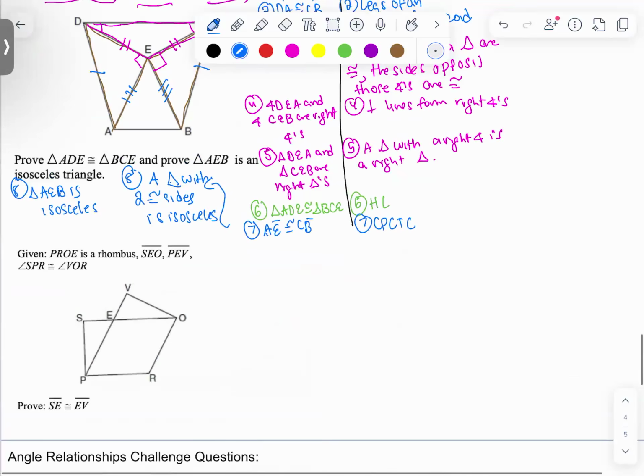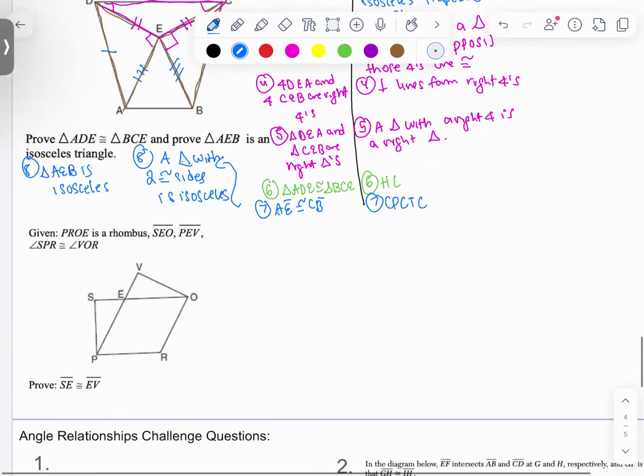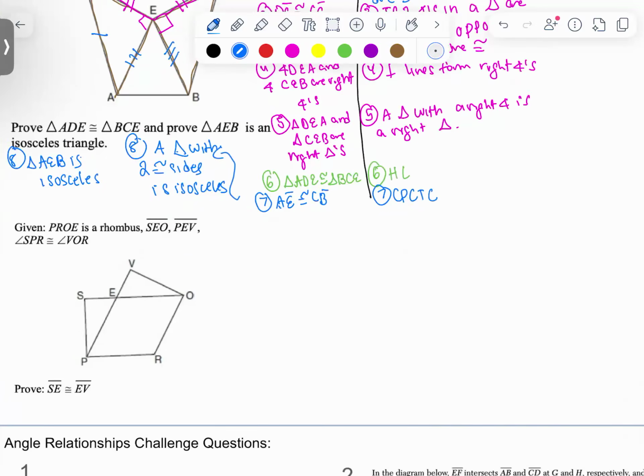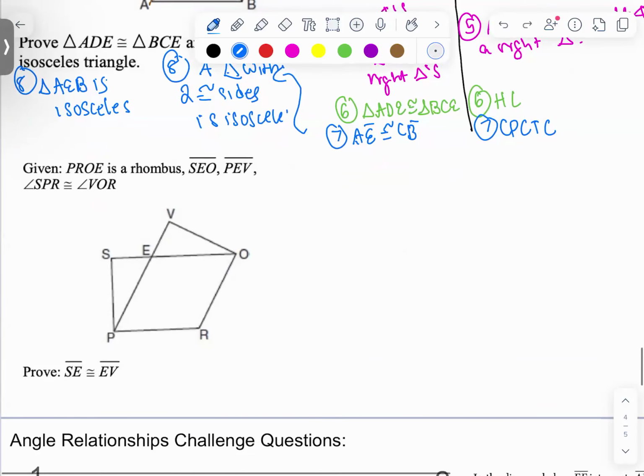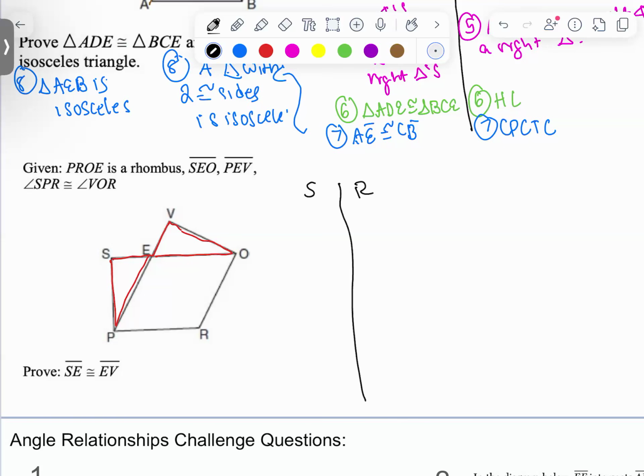One more proof to go here for this video. So in this question over here, we have a rhombus. And if we look at the proof statement, we're proving SE is congruent to EV. Here's SE and here's EV. So those are sides of these two triangles. So if we can prove those two triangles congruent, we could just CPCTC those sides that we need. Okay, let me write over here, given, and let's get started.